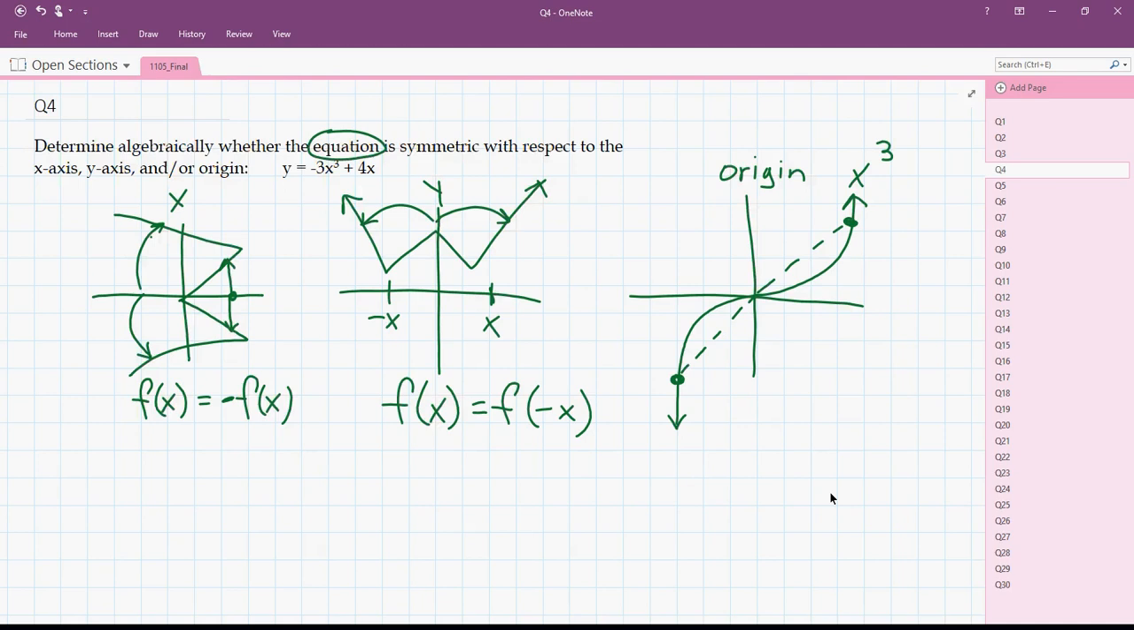And origin symmetry would be that whatever value we have here in x and y, they have to pair up to a negative x and a negative y value. So f of x should be equal to negative f of negative x. So whatever the value is on the right side, if we're going up, if we look at the mirror point on the left side, we should wind up going down.